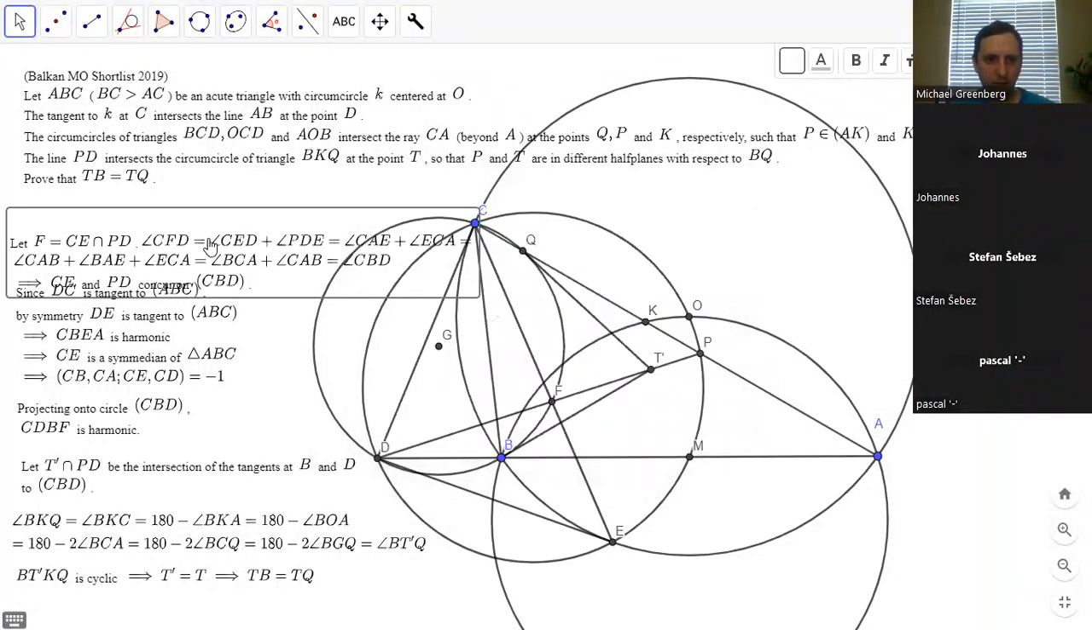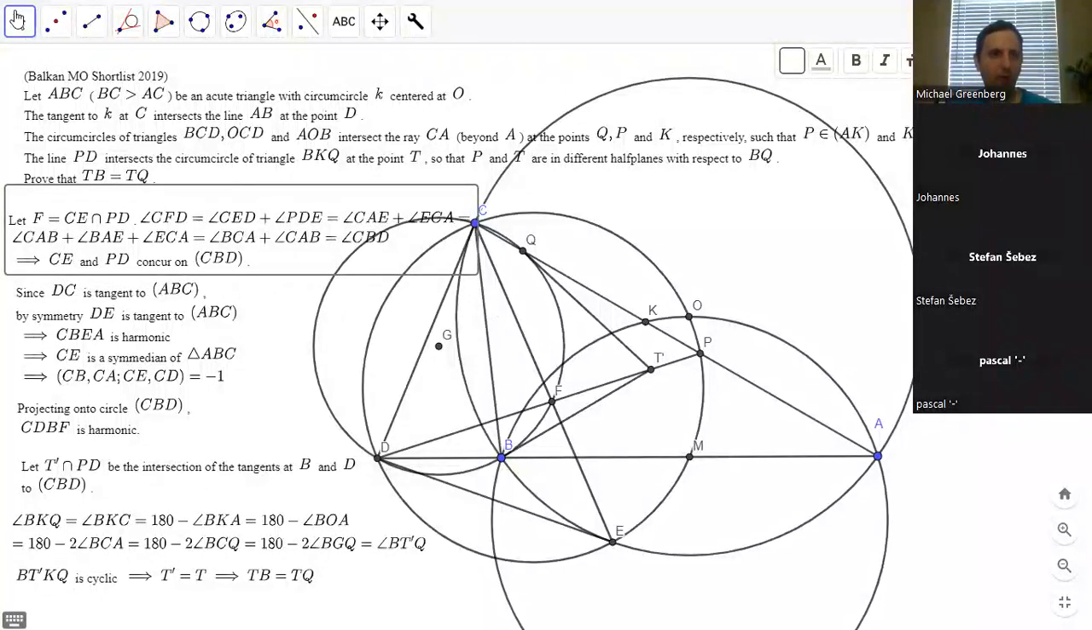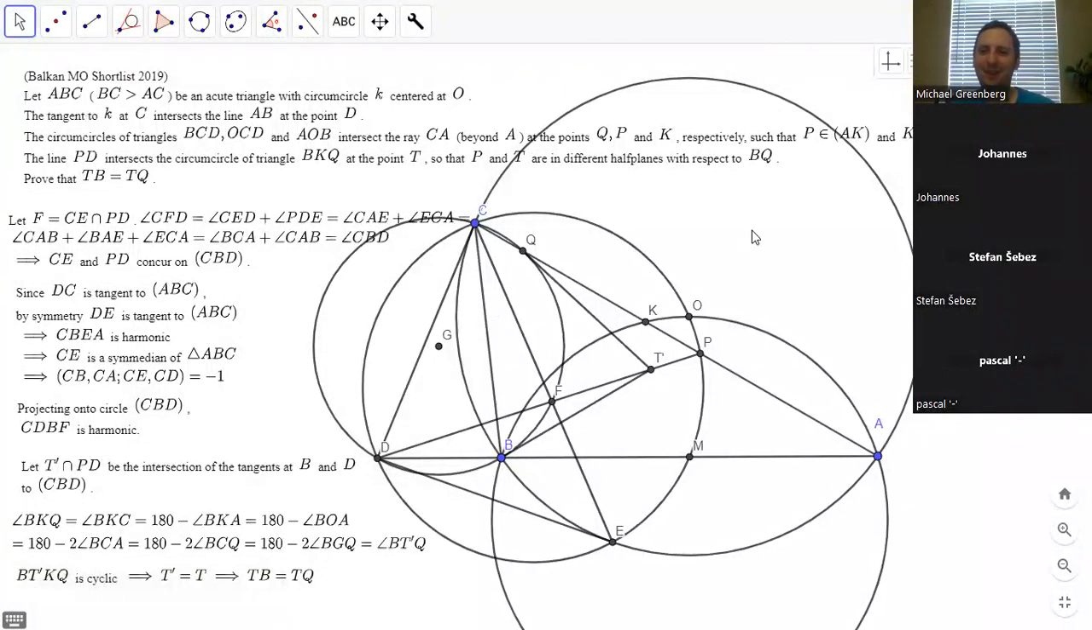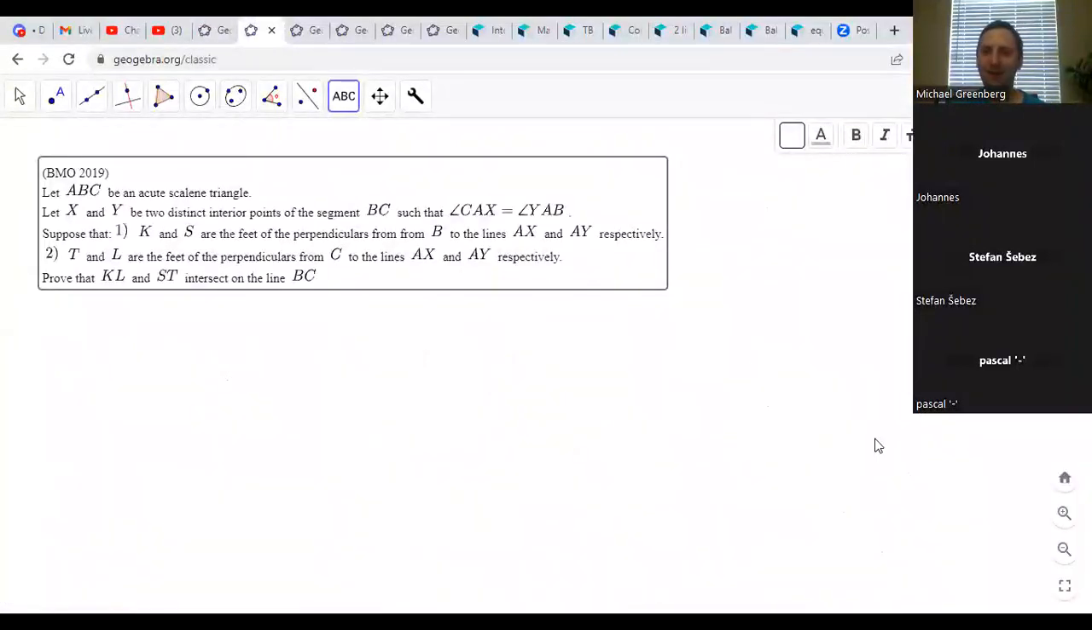All right, so this was a fun one. Of course, GeoGebra helped. If we didn't have GeoGebra, it probably would have taken a little longer, but still not that hard of a problem.